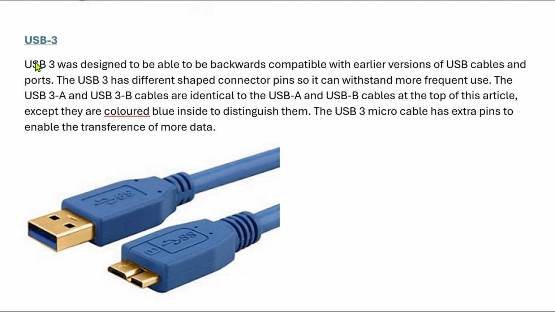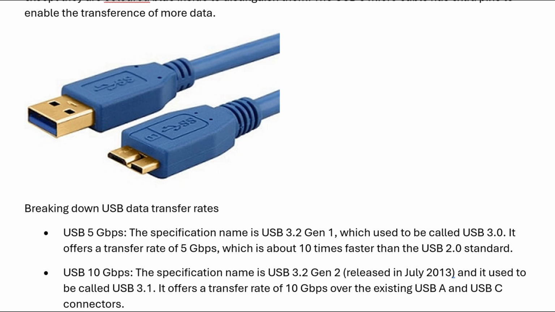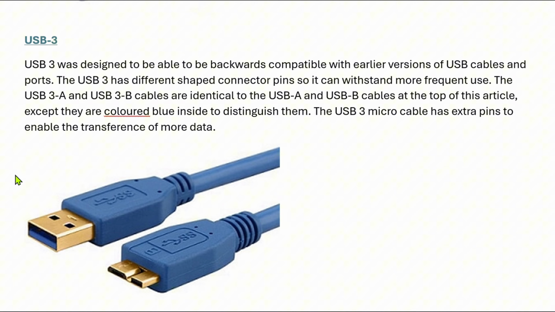So the next type is USB 3. USB 3 was designed to be backwards compatible with earlier versions of USB cables and ports. USB 3 has different shaped connector pins so that it can withstand more frequent use. The USB 3A and USB 3B cables are identical to the USB A and USB B cables on the top of their article, except they are colored blue inside to distinguish them. The USB 3 micro cable has extra pins to enable the transfer of more data. So this is the picture of USB 3.